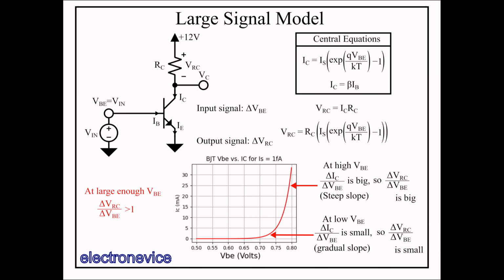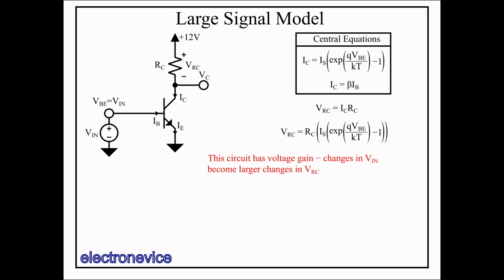What this all means is that for large enough VBE, the change in VRC over the change in VBE will be greater than 1. This means the circuit applies voltage gain. A signal of a certain amplitude input to the system will become a larger amplitude on the output. However, voltage gain is not exactly special. Transformers, for example, do not require semiconductors, and they can produce voltage gains. While technically they cannot produce DC gain, they can still produce AC voltage gain. So what sets the transistor apart from the transformer?